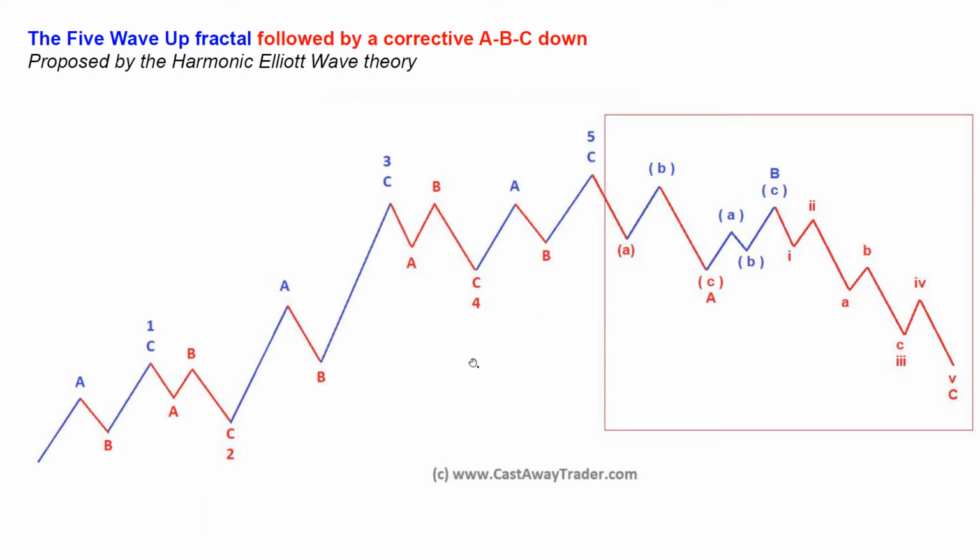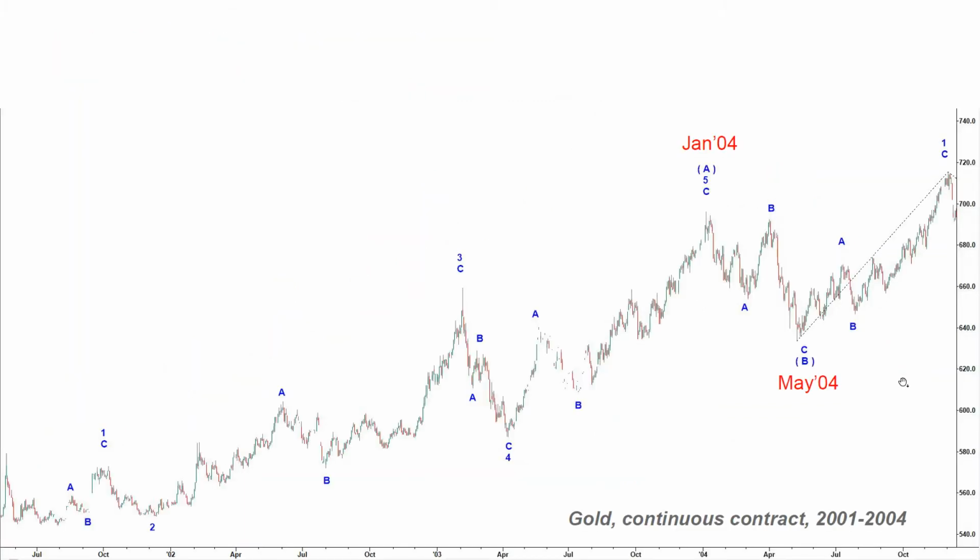Now let's look at the theoretical model again, and if you have 5 waves up, normally what comes is a corrective ABC down. And this is exactly what we got. We got ABC of A, corrective B up, and strong C down. And together that ABC becomes a corrective parenthesis B down, bottomed in May 2004.